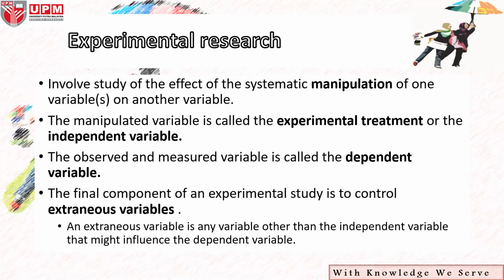Okay, so the final component of an experimental study is to control extraneous variable. Okay, so in which an extraneous variable is any variable other than the independent and dependent variable that might influence the dependent variable. And then the third variable, kita tak nak, okay, but because we want to truly look for the connection or the cause and effect of IVs toward the DV. Okay, so we control the third variable, the third phenomena or the third situation. Okay.